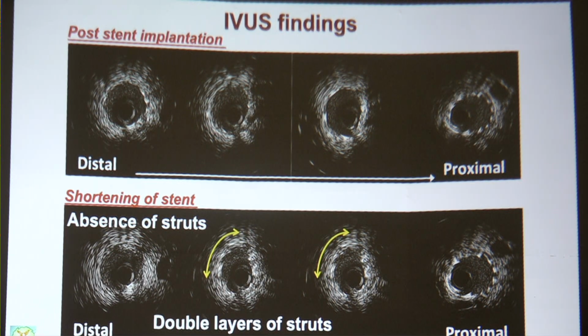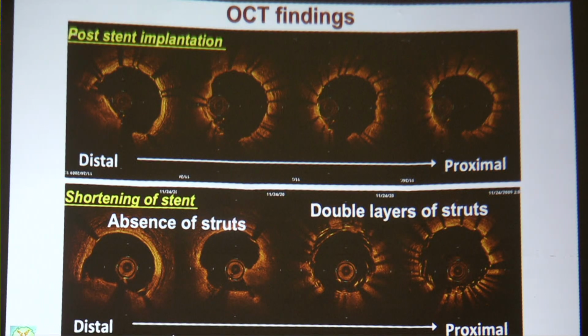After pulling back the balloon, you can identify this. This is just after putting in the stent. It's in a very good condition, but after the resistance, when they pulled back, there is some absence of struts, and a double layer can be identified. So not only the proximal side, but also the distal side may have shortening of the stent. That is one of the mechanisms of stent deformity, right? So OCT gives you a much clearer image. A double layer of the stent struts can be identified here and here, right?